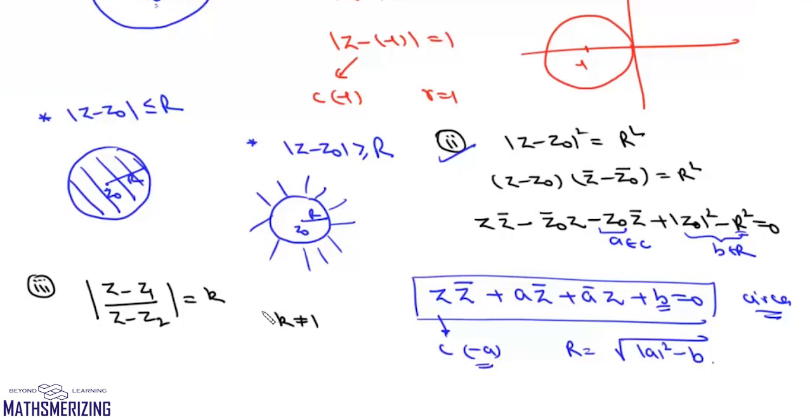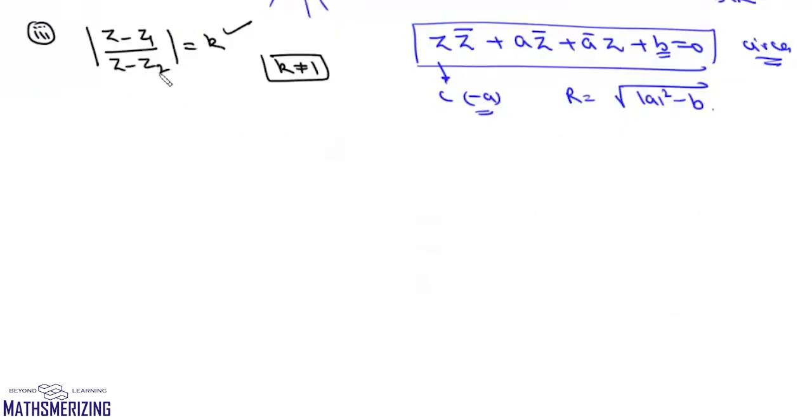Now we have already studied in straight lines. If the value of k is 1, then in that case it will represent a straight line which is the perpendicular bisector of z1 and z2. But if this k is unequal to 1, then in that case this equation will represent a circle. Basically we can simplify it to prove it is the equation of a circle.